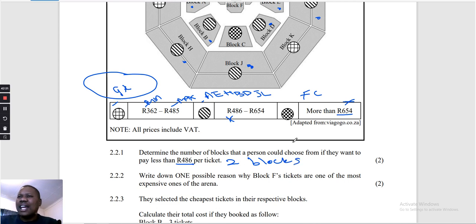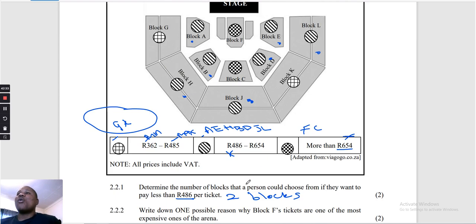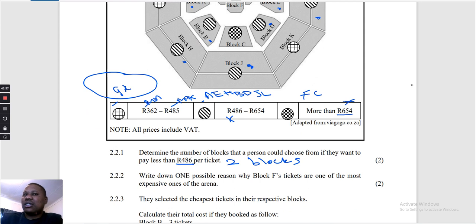Now, write down one possible reason why block F tickets are one of the most expensive tickets. Look at F. When you look at F, it is directly facing the stage. So it means that when you're in block number F, you're going to see whatever performance is taking place there very clearly. Okay, so why is it expensive? Because it's closer to the stage.